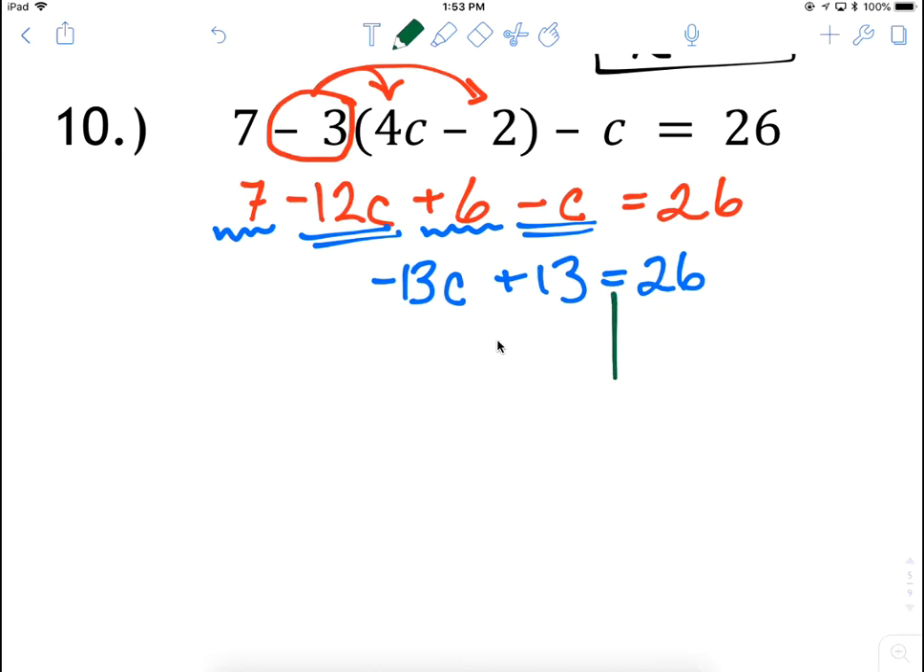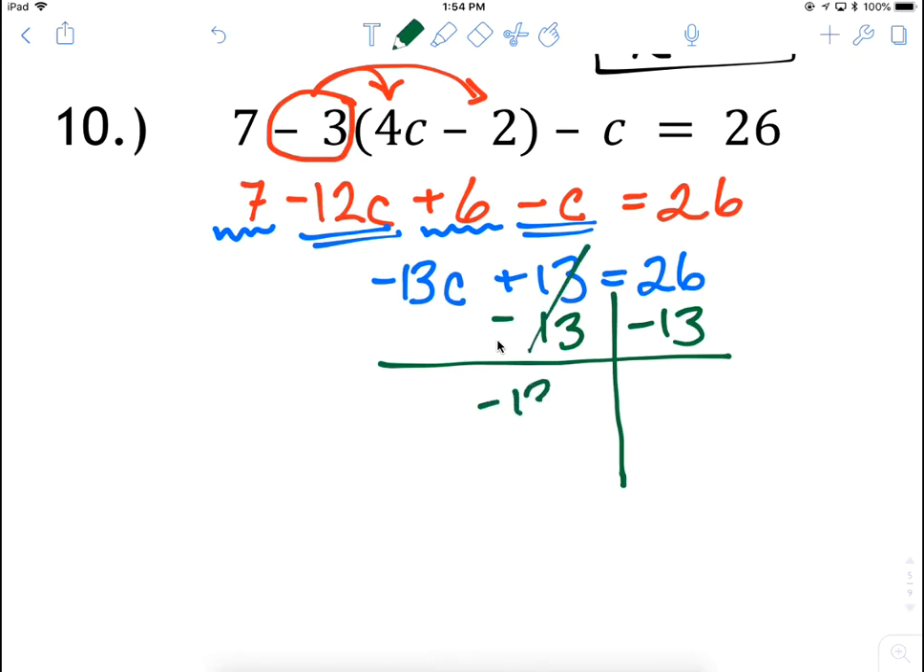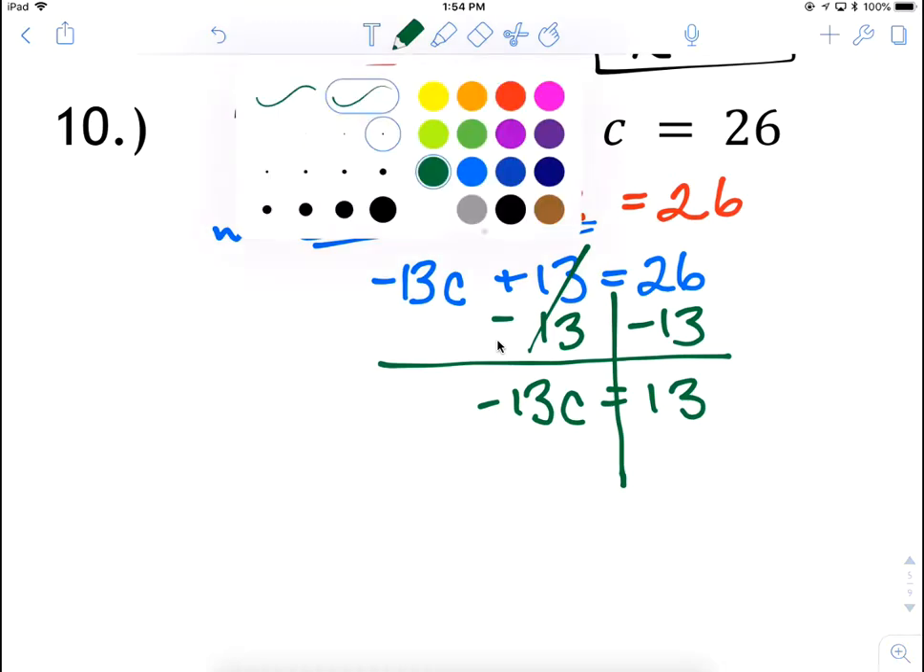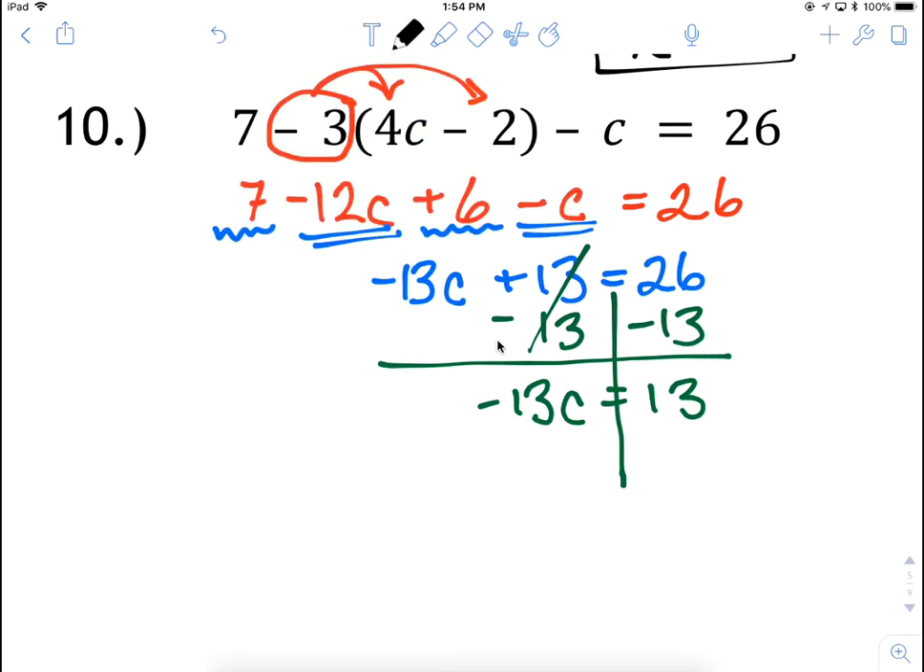So at the party, I want to know who the loner is. 26 isn't at the party, so my loner has to be that plus 13. I'm going to go ahead and subtract 13 from both sides. What I do to one, I have to do to the other. Bring down what we have left, negative 13c. And then 26 minus 13 leaves us with a regular positive 13. We have one more step in this problem.